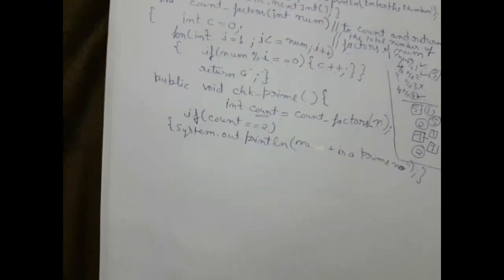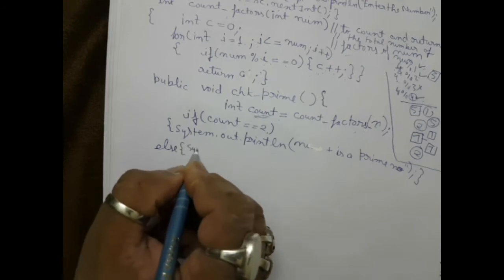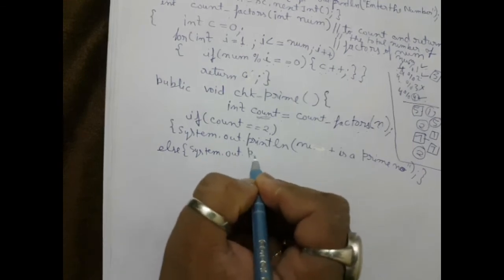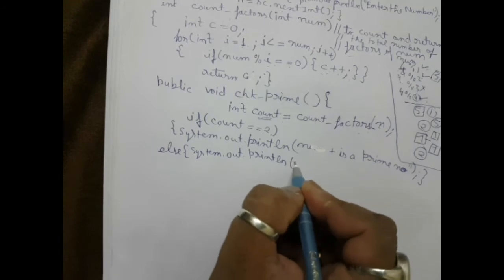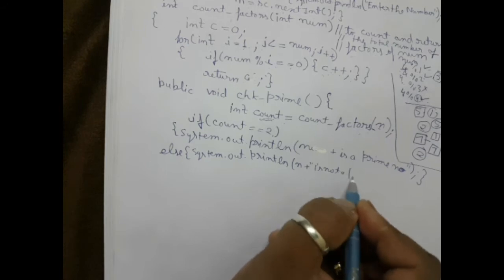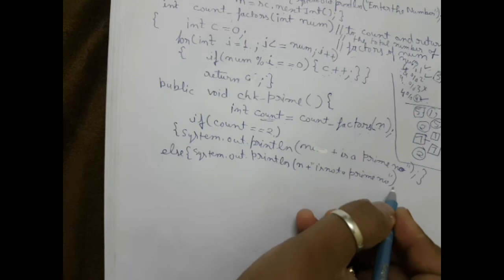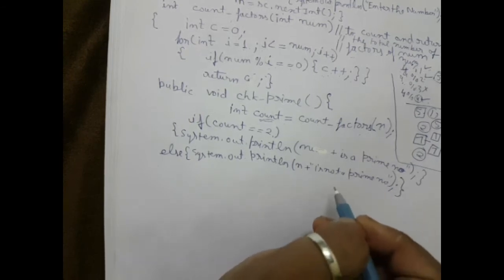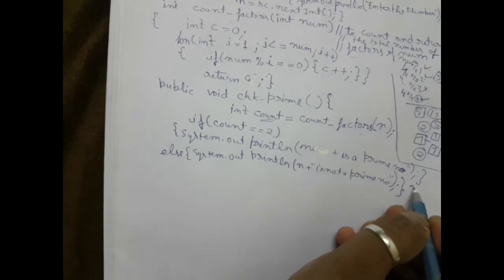Else, System.out.println n is not a prime number. Okay, we close that, and finally we close this else. And then we close what? This function, the prime number function.